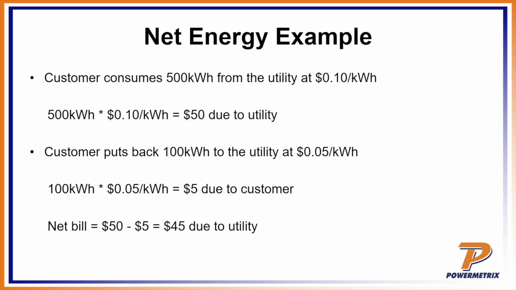So that being said, the net bill is very simple. It's basically the amount the utility is charging the customer minus the amount that the customer would be getting back for the excess energy they put back on the grid. So in this case, $50 minus $5 is $45. As I mentioned, some people can actually generate enough energy so that they essentially have no bill at all, which once again could be a problem for the utility.